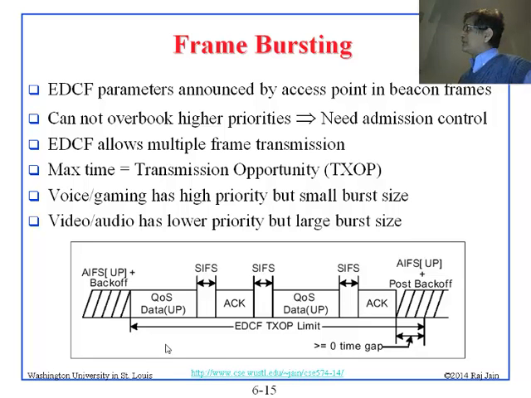Now, frame bursting is similar. It is straightforward. Whenever you get the opportunity, you send many frames up to the TX op limit. So this is the limit. You can send 1 data frame, get the acknowledgement, 1 data frame, get the acknowledgement, 1 data frame, get the acknowledgement. You can do all that. All right. So the limit is not on the number of frames, the limit is on the time. And so voice, for example, will have high priority but small burst size. Video will have a lower priority but large burst size.